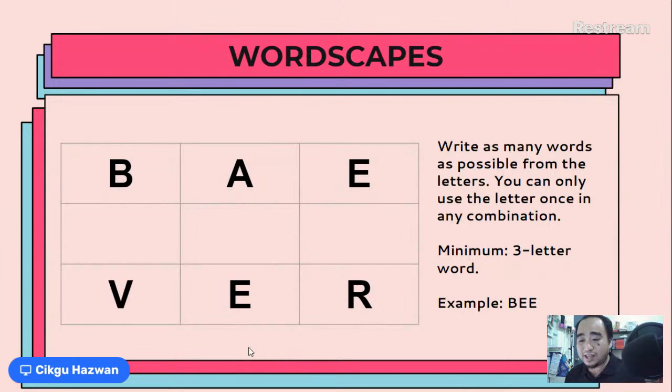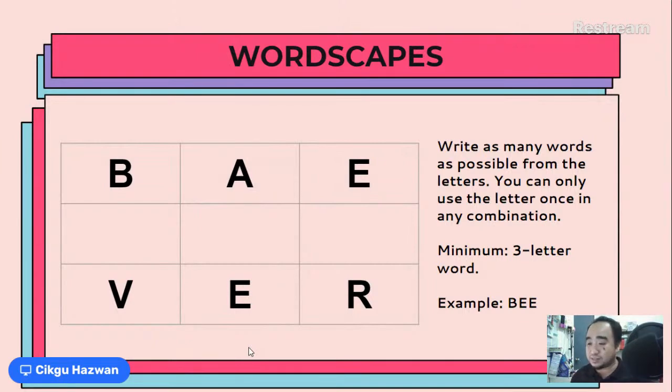You can only use each letter once in any combination, meaning that even though we have 2 E's, you can only use the 2 E's in the word. You can't have 3 E's. The minimum number of letters in one word is 3, and the maximum is a 6-letter word. How can you have box? There's no X over there. So just choose and combine the letters here.